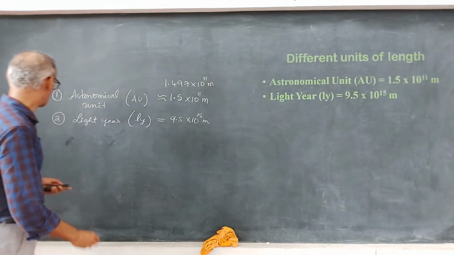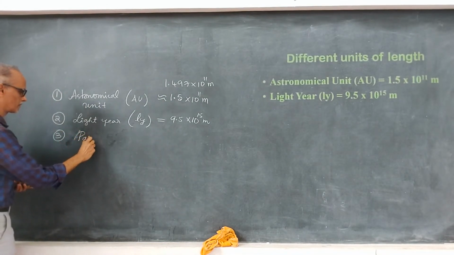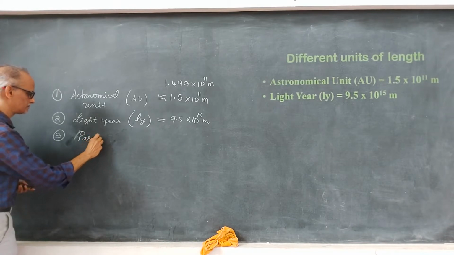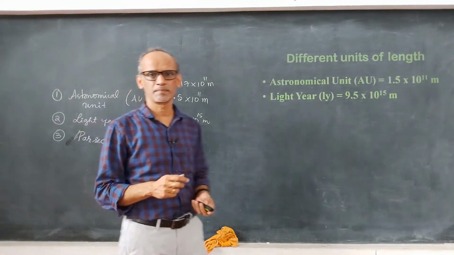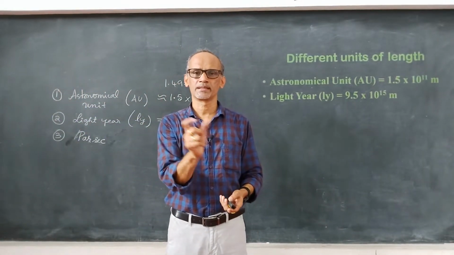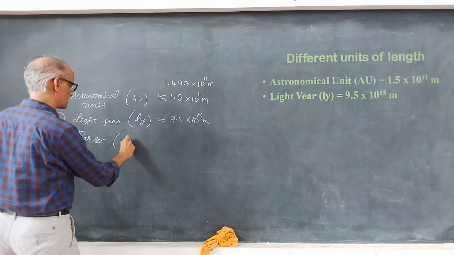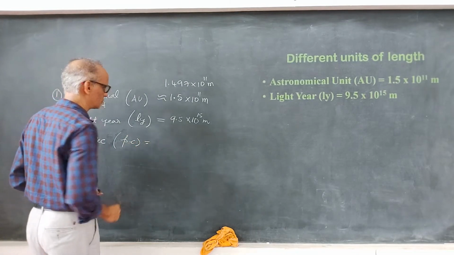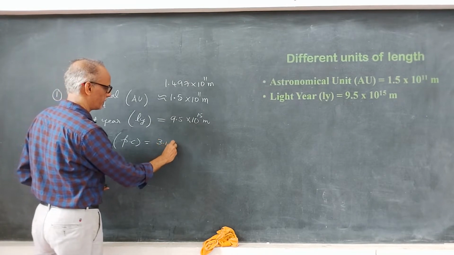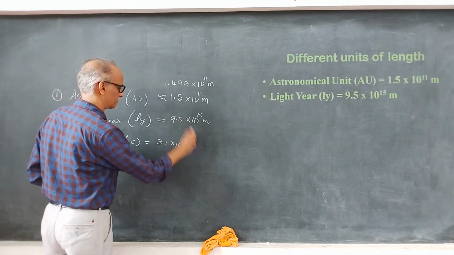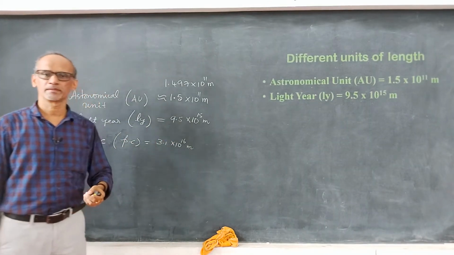Okay. The third one is called parsec. The word parsec basically means parallactic second, which in short form we write as parsec. And 1 parsec, which we write as PC in short form, is equal to 3.1 into 10 to the power 16 meter. So, 1 parsec is 3.1 into 10 to the power 16 meter.